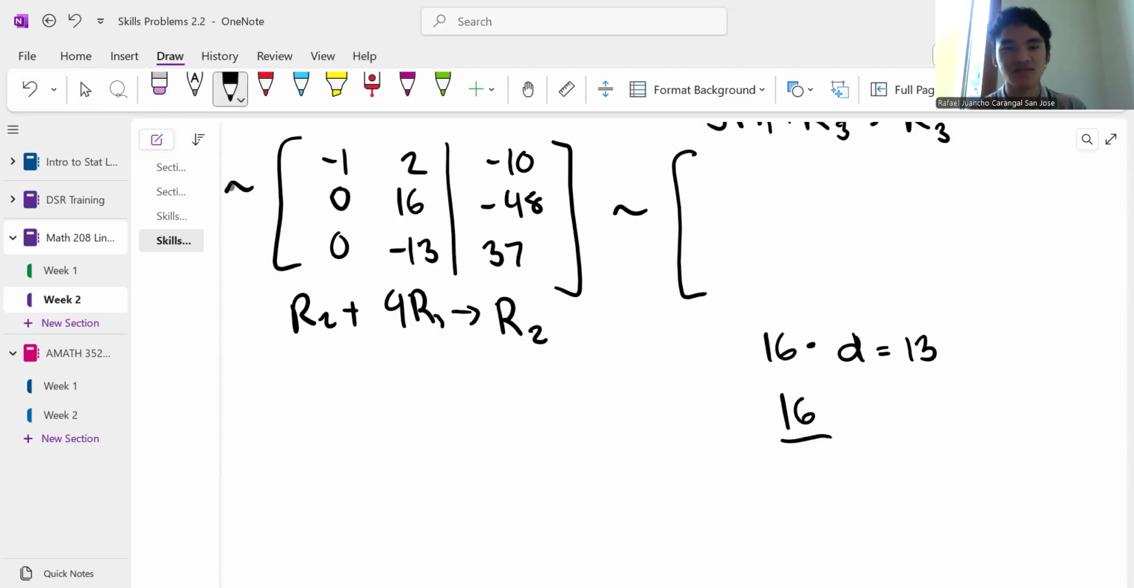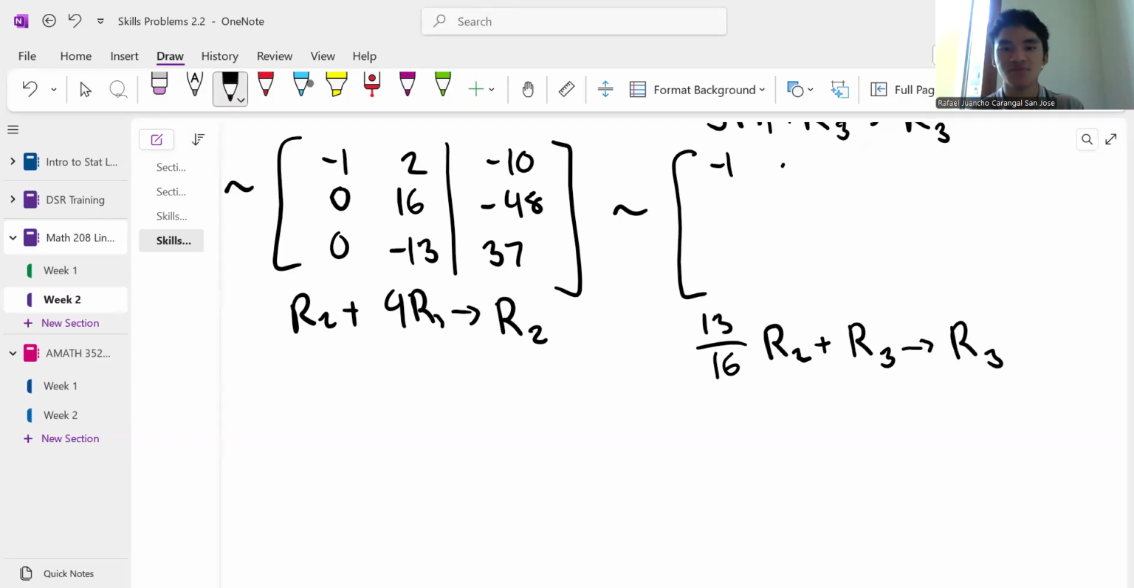So that means when I divide this thing, D should be 13 over 16. That way when we cancel, it's 13 equals 13, right? So I have to multiply 13 over 16 here so that I can get 13. So I multiply 13 over 16 to row 2, right? And then I add it to row 3, put that in row 3. There we go. So I ignore row 1.